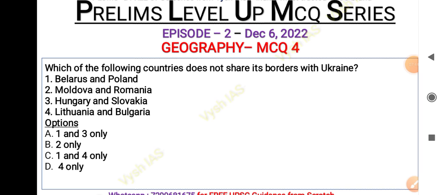So next question, again it is a map based question, and related to current affairs, I feel it is very important. Which of the countries do not share its border with Ukraine? The options given are: first is Belarus and Poland, second is Moldova and Romania, third is Hungary and Slovakia, and fourth is Lithuania and Bulgaria. Your options are A 1 and 3, B 2 only, C 1 and 4 only, and D 4 only, right?